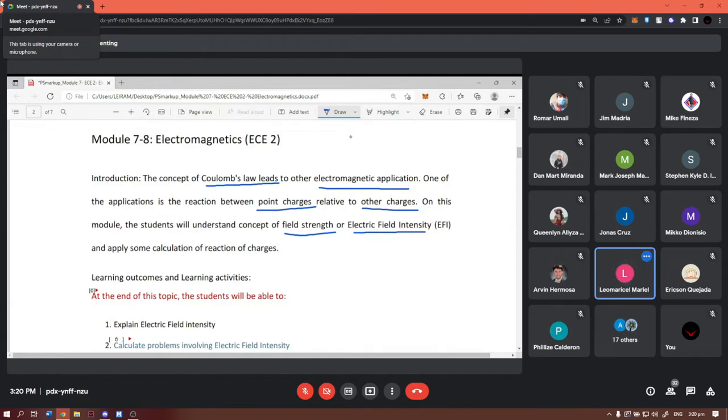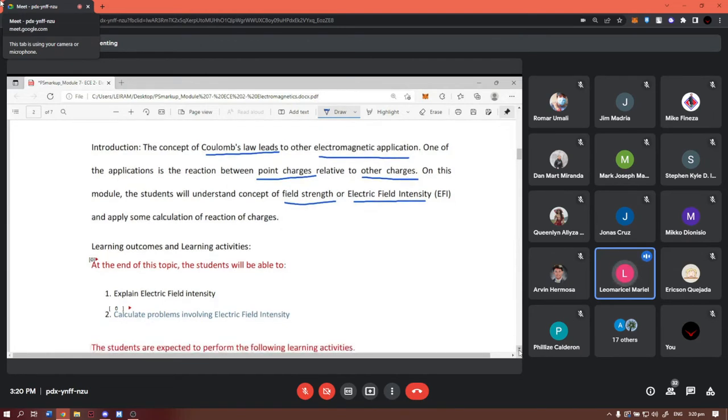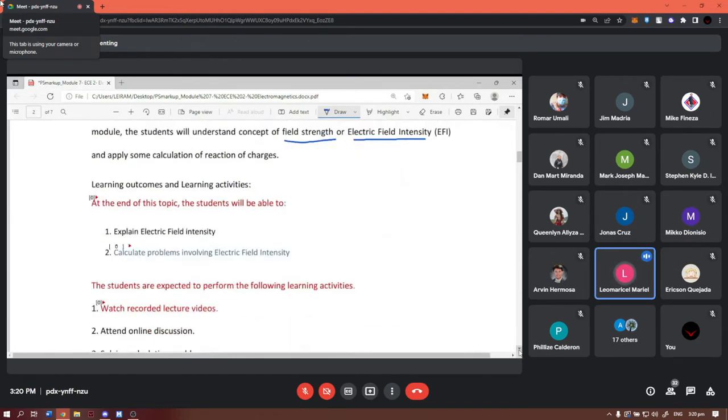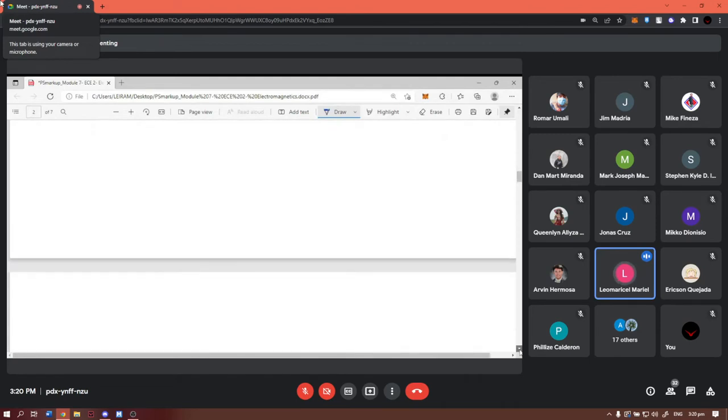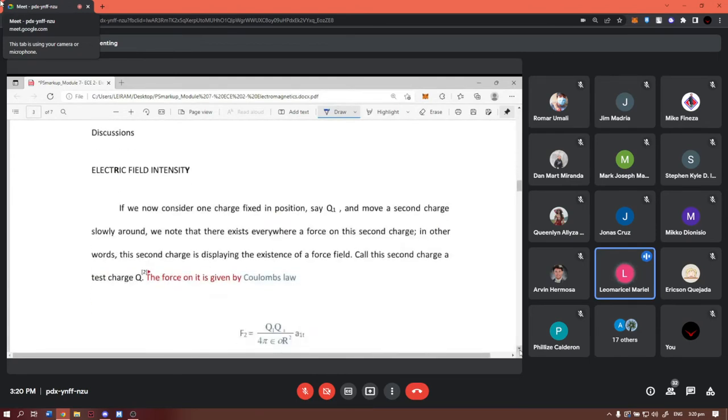So, the concept of electric field intensity is only based on the concept of Coulomb's law. So, kung naintindihan nyo yung nakaraan, madali lang intindihin ito ngayon. Okay? So, kung napapansin nyo, yung pinag-aaralan natin ngayon sa electromagnetics entailing to the process of signals in communication. So, pag-aralan natin ngayon kung ano yung tinatawag na electric field intensity.